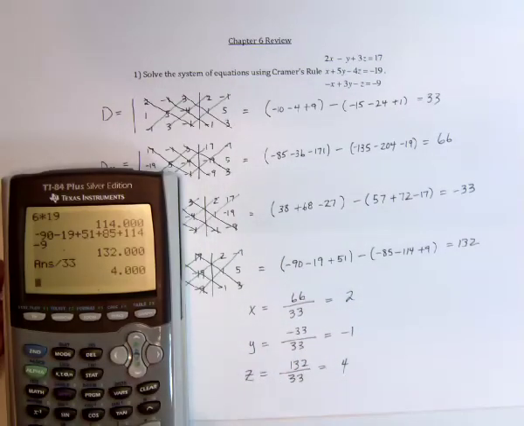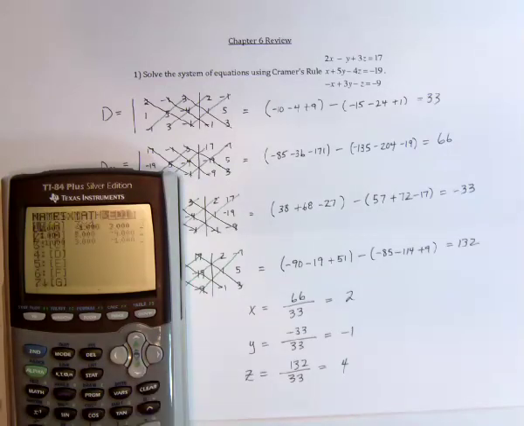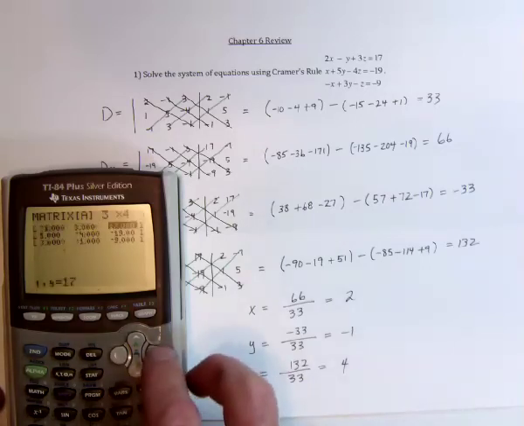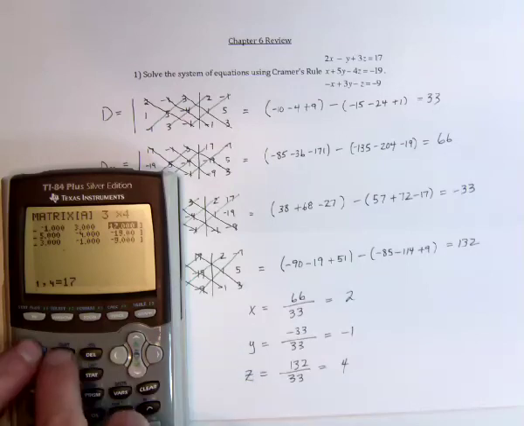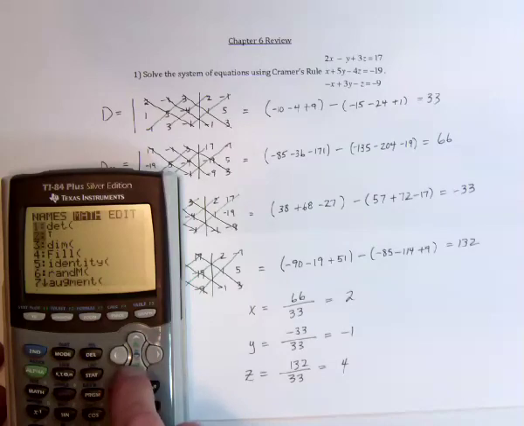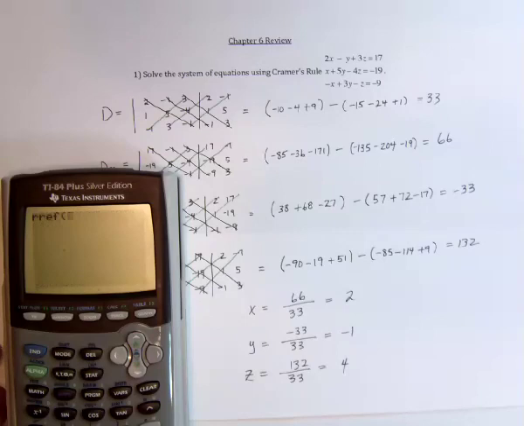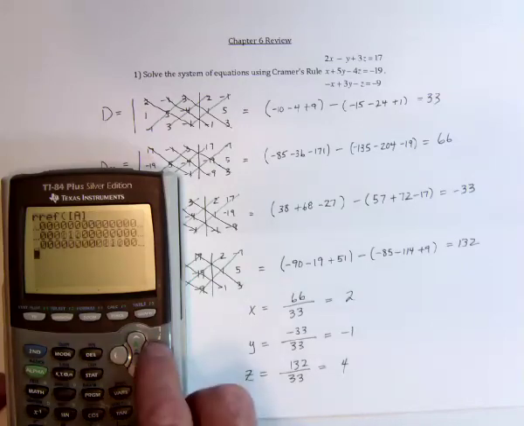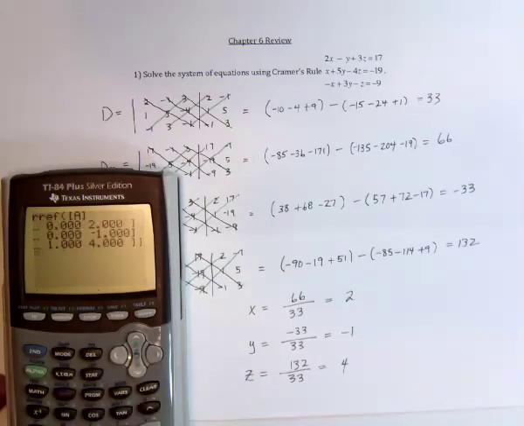And then what I can do to check the answer is go second matrix, edit the matrix. I actually already typed the information in there, but there it is. And then quit. Go back into matrix, over to math, find the reduced row echelon form. Go back into matrix one last time, and under name say A, and then it'll find the reduced row echelon form and verify that the answers that we should have gotten are 2, negative 1, and 4.